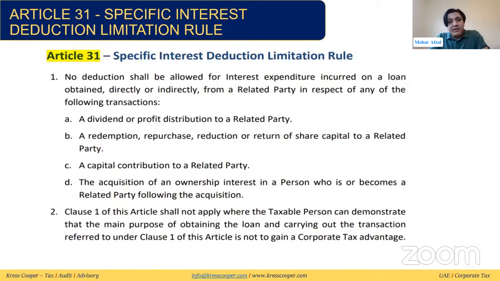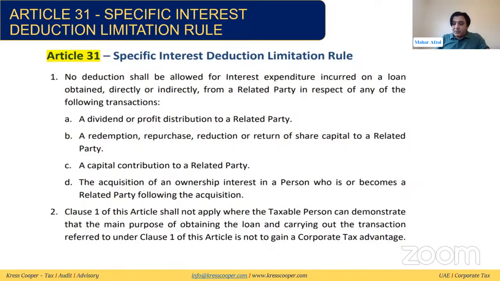So if you are getting a loan from the related party to pay dividend or profit distribution to a related party, or for redemption, repurchase, or reduction of share capital to a related party, capital contribution to a related party, or acquisition of an ownership interest in a person who is or will become a related party after this acquisition, then deduction of the interest will not be allowed.